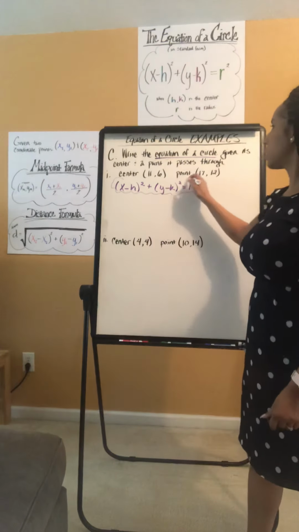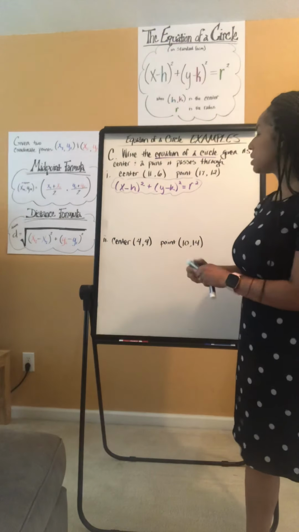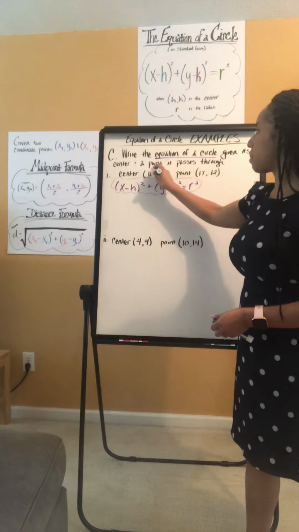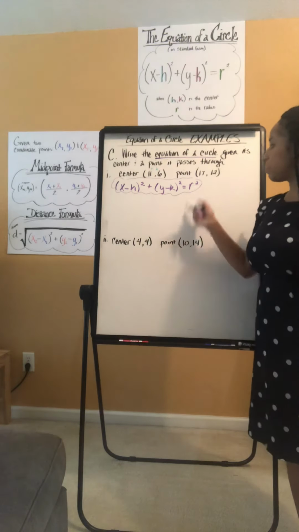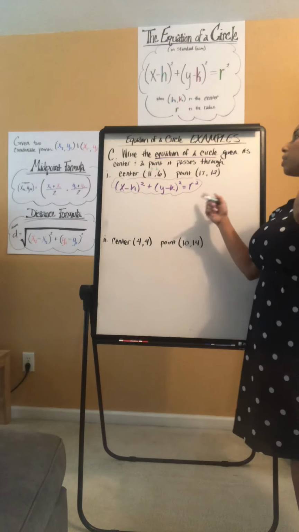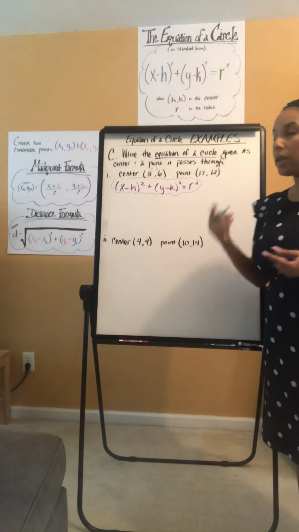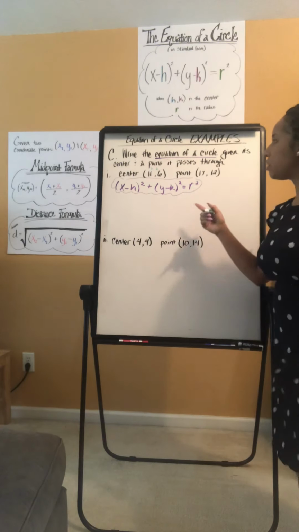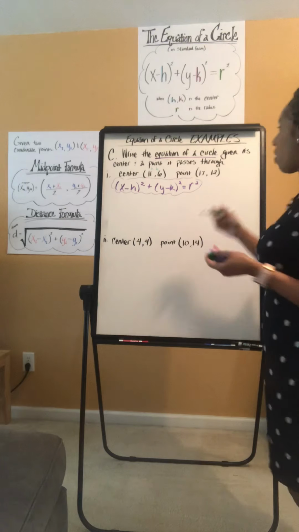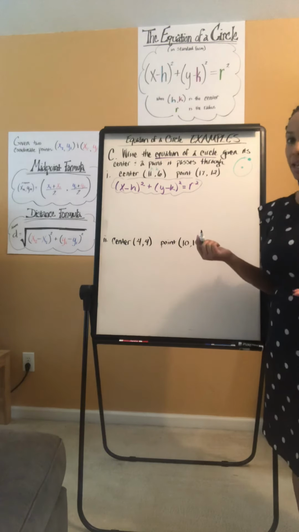All right. They gave me the center. Remember, my center is my h and my k. They did not give me the radius, so I cannot find the equation of the circle yet. I know I need to have my h, my k, and my r in order to write the equation of the circle. But what they did give me was a point, just any old point somewhere on the circle. That's what I've been given.